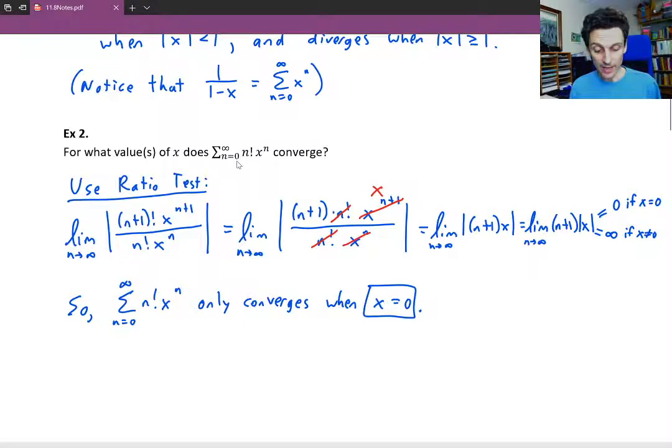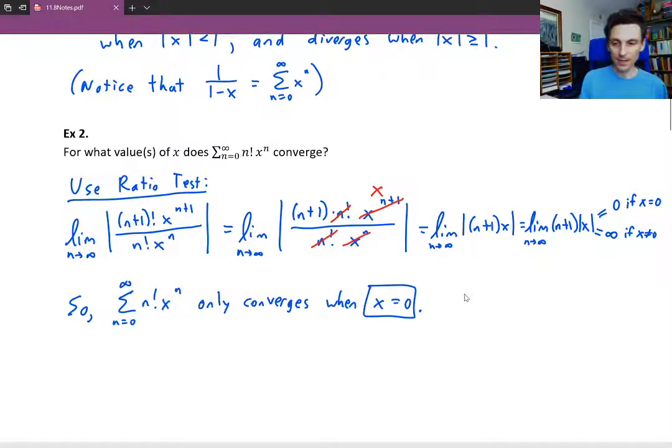Again, remember that the power series is something new. This one is a different series for every value of x that we plug in. So when we plug in x equals 0, all the terms become 0 and the series converges. When we plug in a different x value, it turns out that the series diverges. So the only place where this series converges is when x is equal to 0.